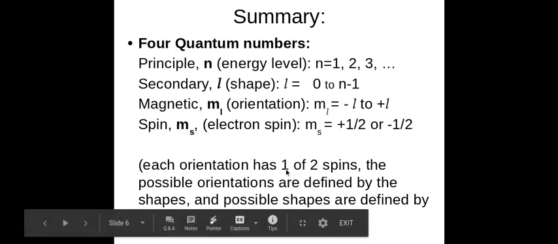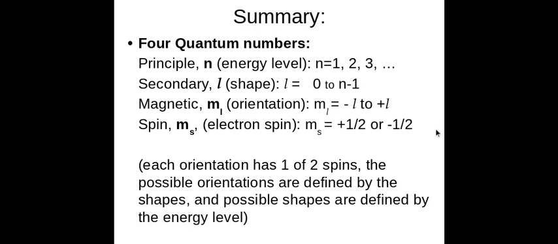So each orientation has one of 2 spins, +1/2 or -1/2. The possible orientations are defined by the shapes, and the possible shapes are defined by the energy level, working our way all the way back up to the principal quantum number.